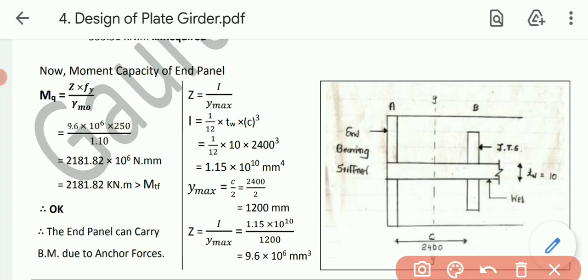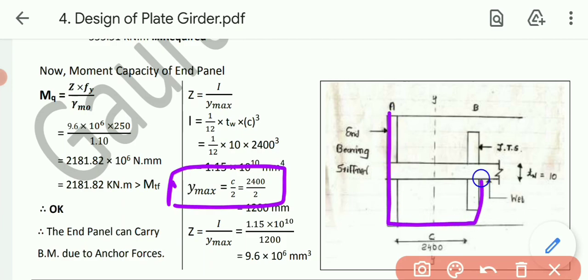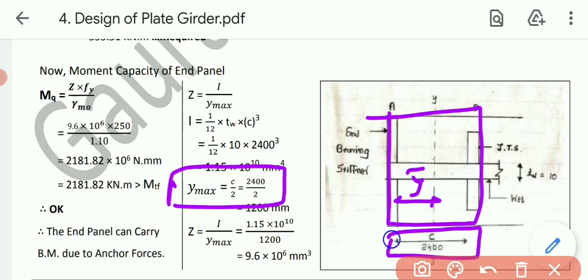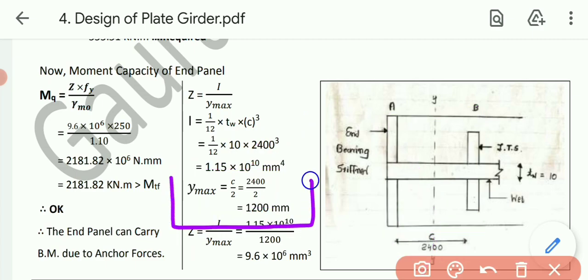So first of all, talking about Y max. Y max indicates the CG of the end panel. This one is our end panel, so the CG of this one, obviously it will be at the center, so this will be Y max, or we can say Y bar. So total distance is 2400, so its CG will obviously be at the center. So Y max equals C by 2, that is 2400 by 2. So we will get the answer 1200. So we have got the answer of Y max.